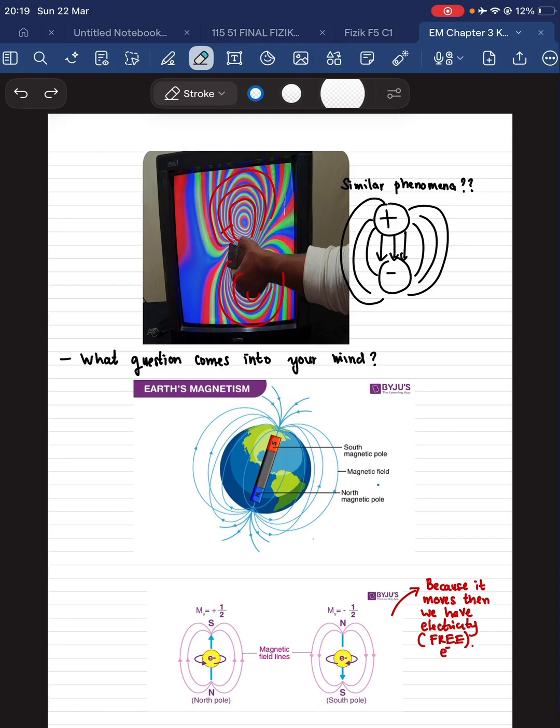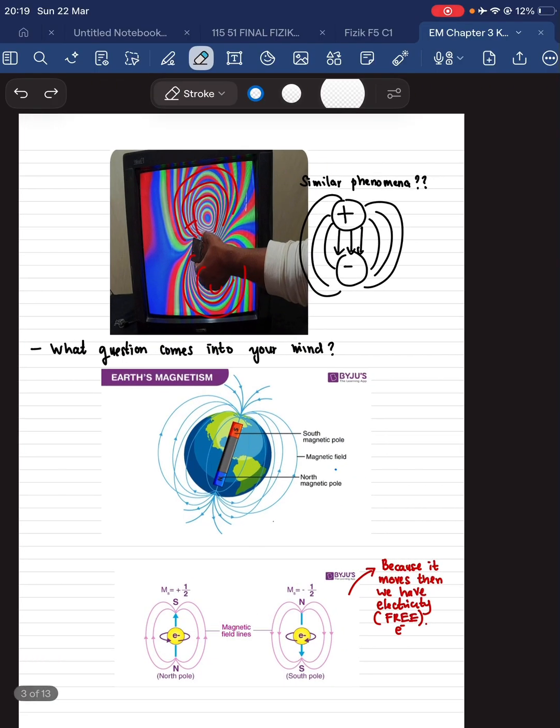Creating current, because current is actually the rate of change of the charge, okay, dq over dt.